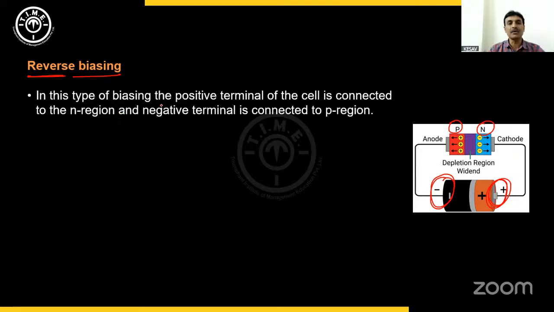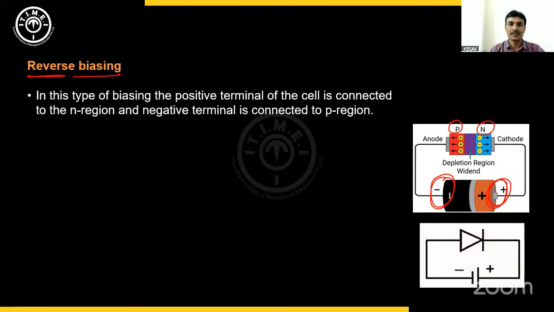So in this type of biasing, the positive terminal of the cell is connected to the N region and the negative terminal is connected to the P region. What happens as a result? The width of the depletion layer increases and it becomes very difficult for the charges, either holes or electrons, to cross the barrier. So they cannot cross the barrier, hence there is no conduction in reverse bias mode.